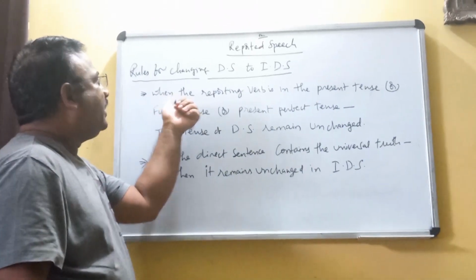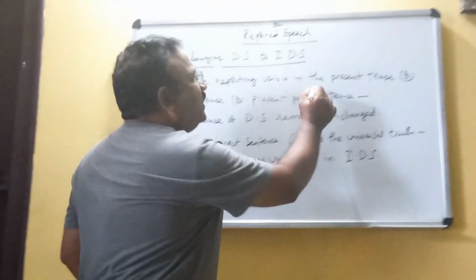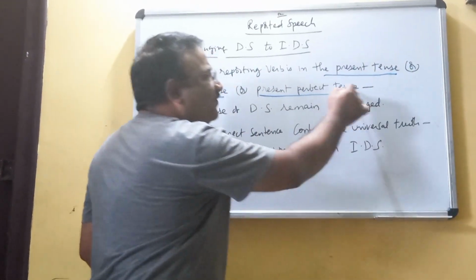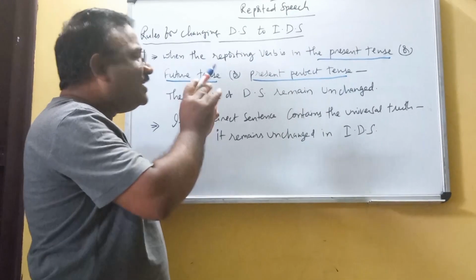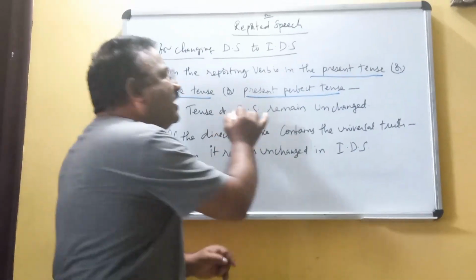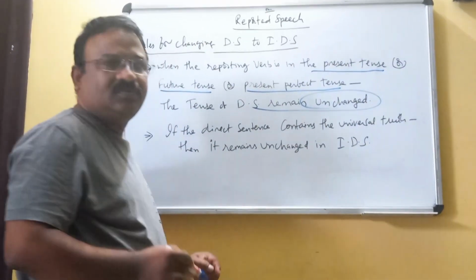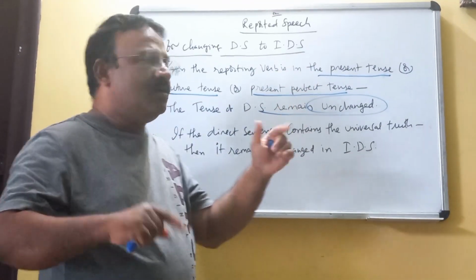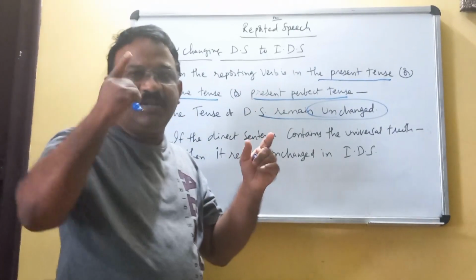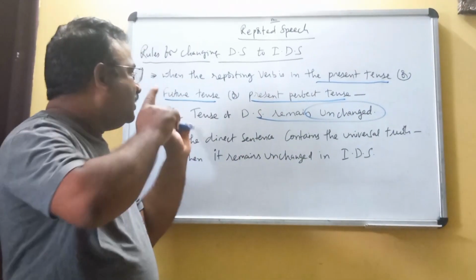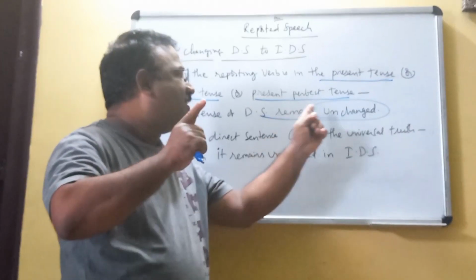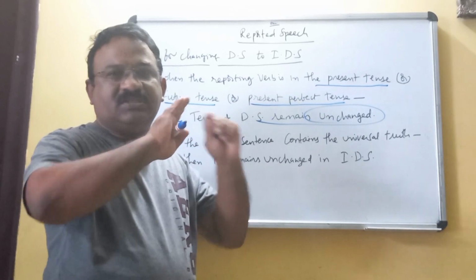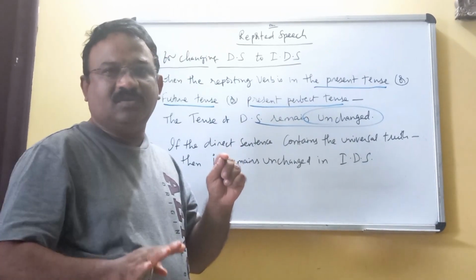See, when the reporting verb is in the present tense or future tense or present perfect tense, the tense of the direct speech remains unchanged. There is no change in indirect speech also.